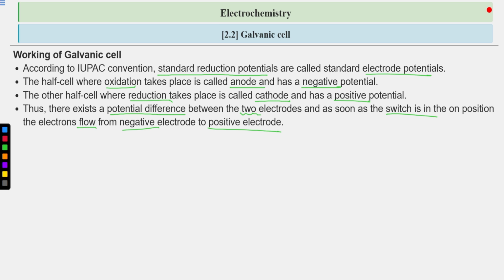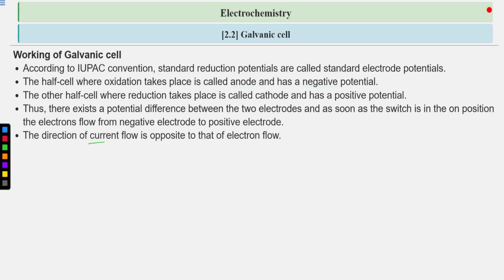Because the potentials of anode and cathode are opposite, there exists a potential difference between these two electrodes. And as soon as the switch, which is joining our anode and cathode together in our circuit, is in the on position, the electrons start to flow from the negative electrode, which is the anode, to the positive electrode, which is our cathode.